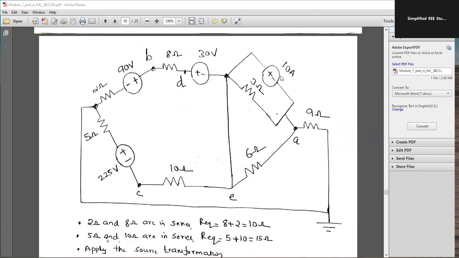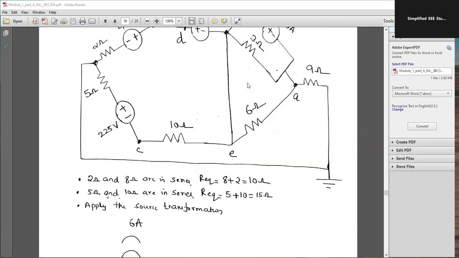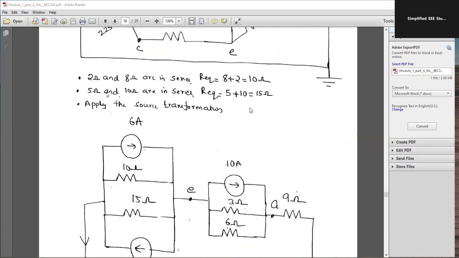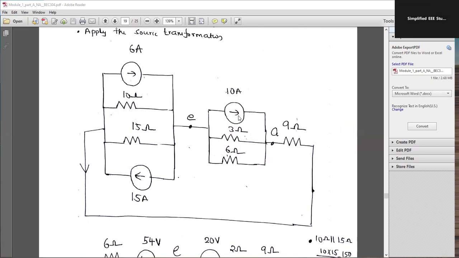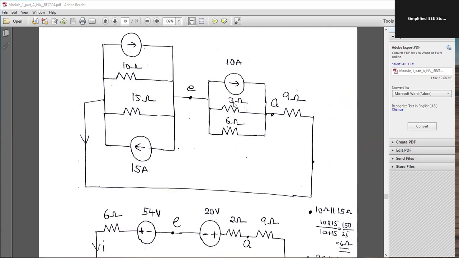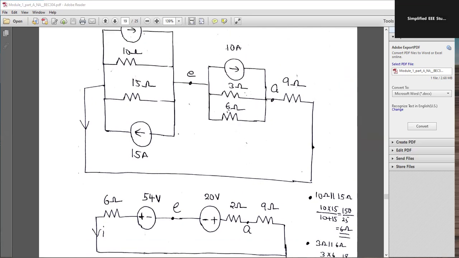Now looking at the right side, 10 ampere and 3 ohm. See, 10 ampere and 3 ohm both are parallel. That is also parallel with the 6 ohm resistor. So I'll be writing like this: 10 ampere, then 3 ohm and 6 ohm. Now look at this. 3 ohm and 6 ohm, both are in parallel now. So 3 into 6 divided by 3 plus 6. How much is it? 3 into 6 means 18. 6 plus 3 means 9. 18 by 9 is how much? 2 ohm. Okay, so here I got 2 ohm.